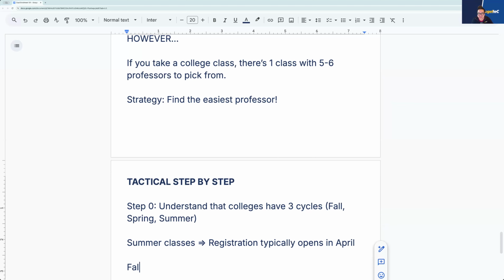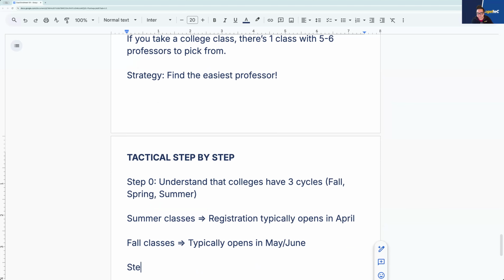If you guys are doing fall classes, registration typically opens in May or June, depending on your school. Every school is a little different, so keep that in mind. Every school would have different timetables. Just look at the registration for your school, and you'll be able to figure it out. So that's step number 0, I mean, step number 1.